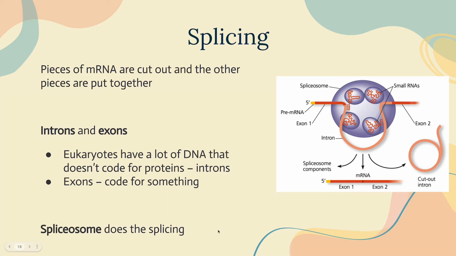A spliceosome does the splicing. The spliceosome consists of protein and some other RNAs. Essentially it just clips the intron out, and then you have a cut-out intron, and you can connect the exons to make your finished mRNA, which we call a mature RNA.